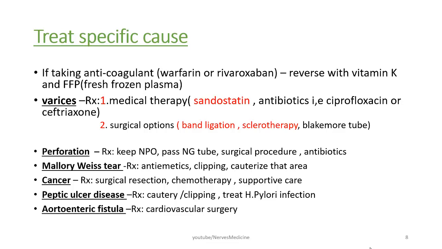For Mallory-Weiss tear, antiemetics can be given, and clipping or cauterizing the area. For malignancy, treat with surgical resection, chemotherapy, and supportive care. For peptic ulcer disease, treat with cautery or clipping of the ulcer area and treat H. pylori infection. And for aortoenteric fistula, treatment is cardiovascular surgery.